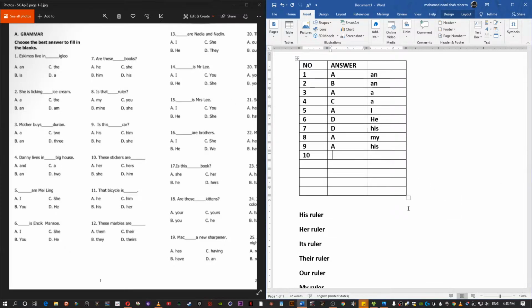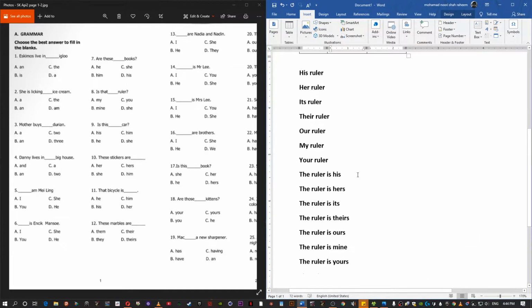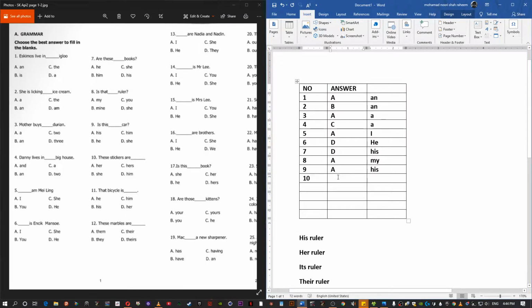These stickers are... Haa, ni cakap kan? So sekarang ni stickers dia datang kat depan, bendanya datang belakang, nampak? Stickers kat depan. So her, she, hers, him. Which one is it? Okay. So his tak ada. Hers, the answer is hers. Hers dia yang ada dekat C. So it is C kan?